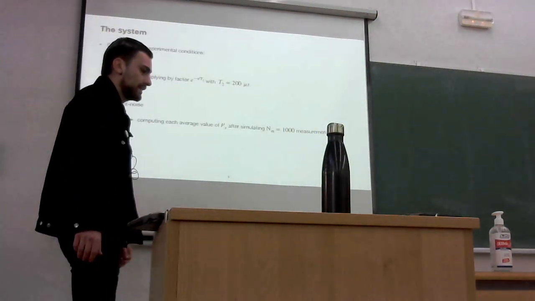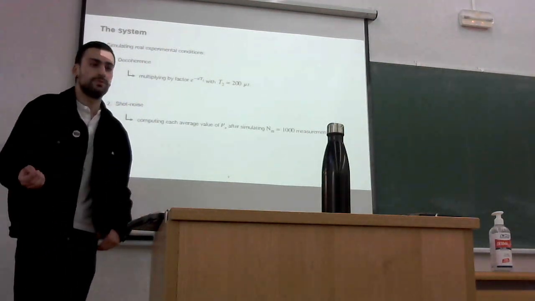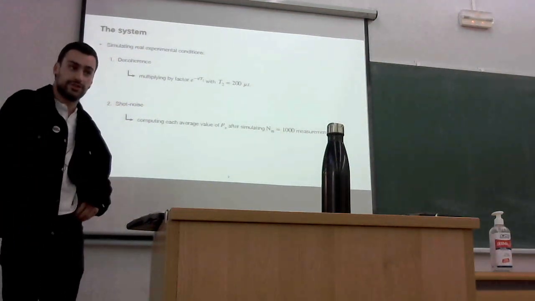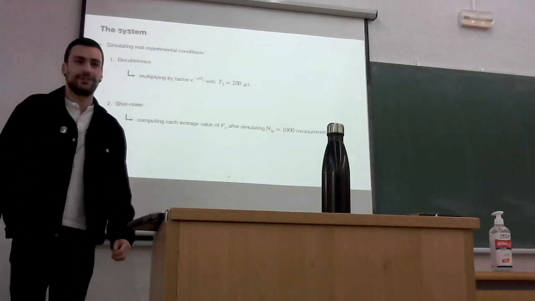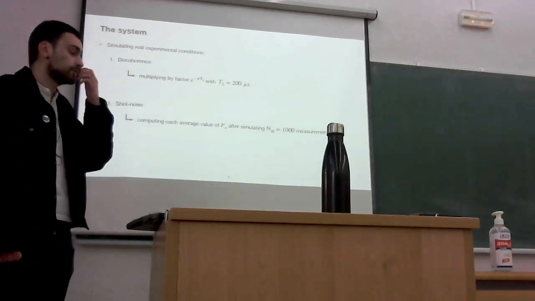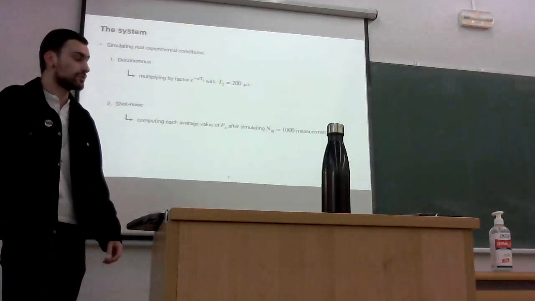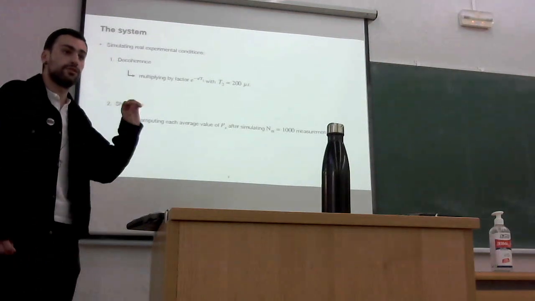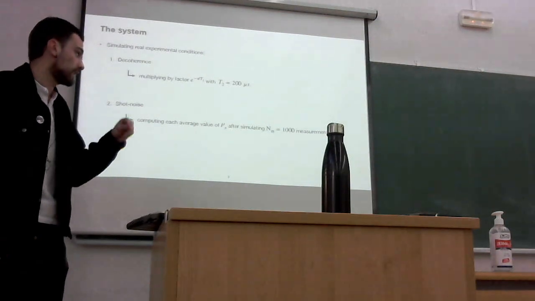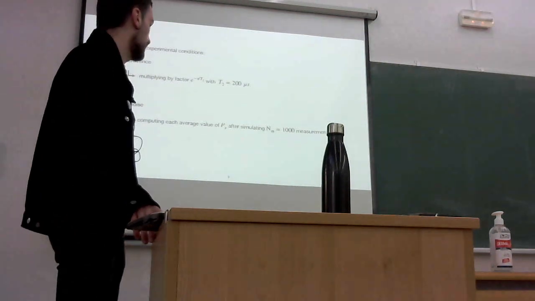Okay, and of course the previous plot was an ideal plot simulated with an analytical expression. To adjust these plots to real conditions, we added the coherence, first of all, by multiplying by an exponential decay with T2 equal to 200 microseconds. Then we simulated a number of measurements, in this case 1000 measurements for each data point, and then calculated the average.